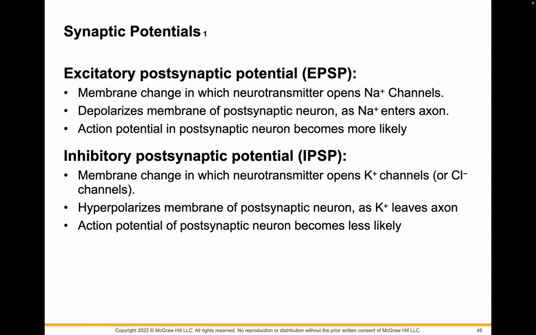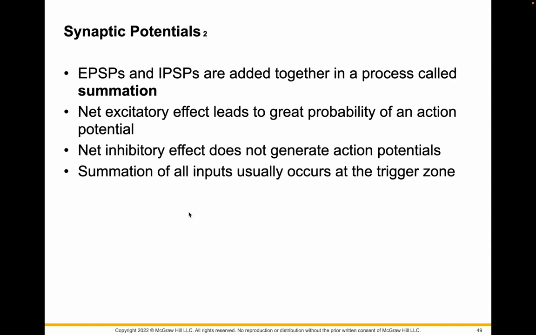So there's excitatory postsynaptic potentials and inhibitory postsynaptic potentials, EPSP and IPSP. And this is just exactly what I was talking about. The action potential is more likely here, and inhibitory, it's less likely. And they can happen at the same time, and that's called summation when you add them together. And the net effect leads to a greater possibility of action potential.